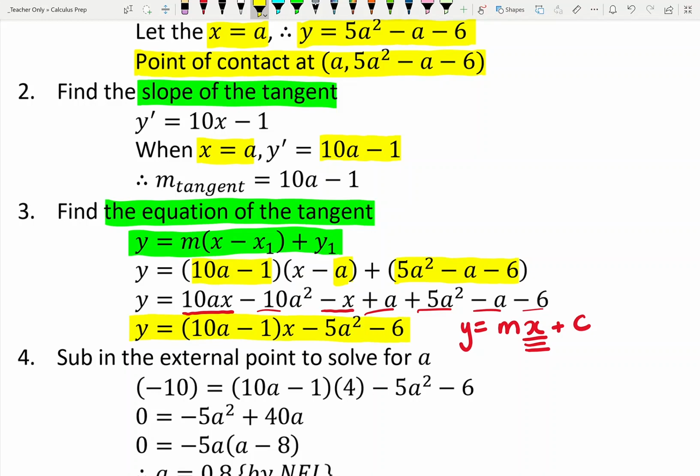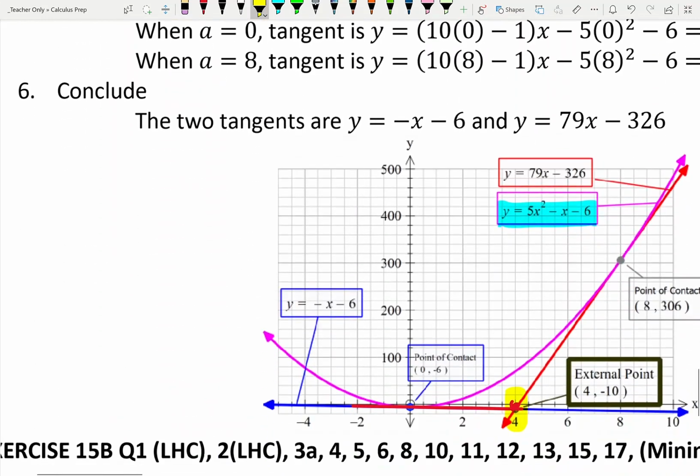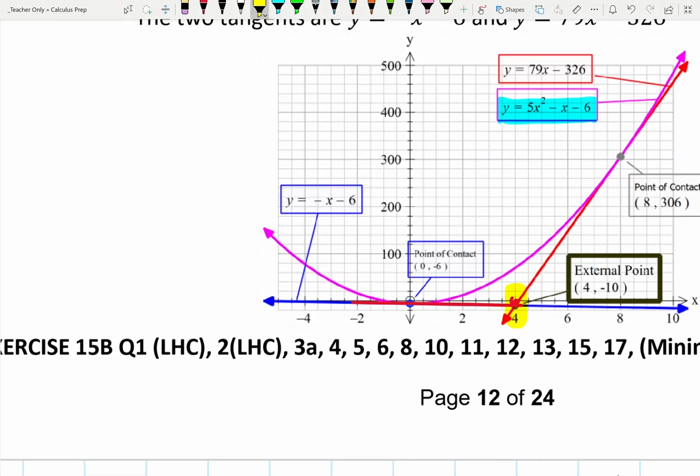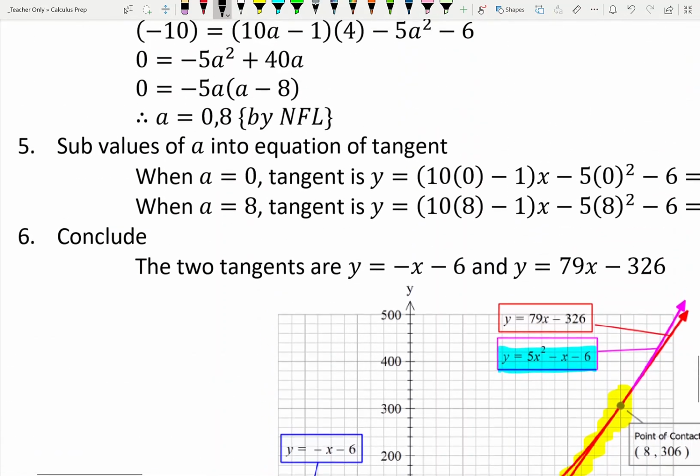We need to work out what that value a is. If you have a think about what we've done, we've found an algebraic version of our 2 tangents here. It's a quadratic, so it's very likely to give us 2 answers. We don't know anything about these points of contact yet. We don't know anything about the actual slope of the tangent. What we do know, however, is that this point (4, -10) is on both of those tangents.